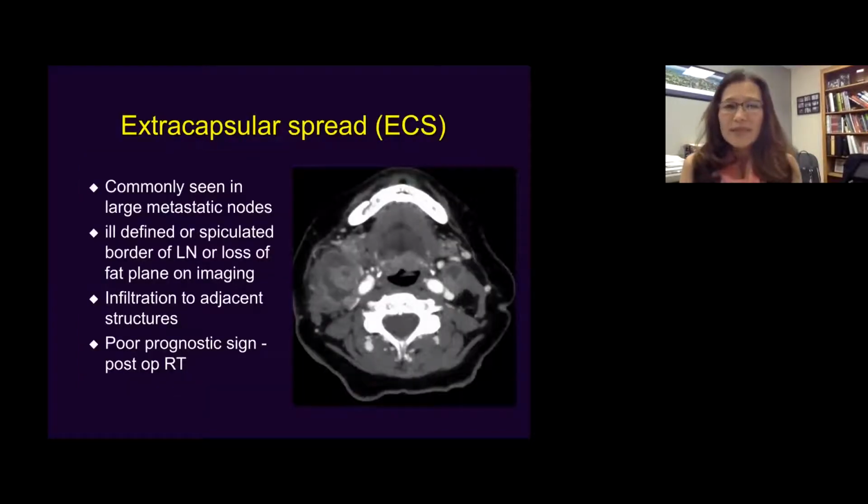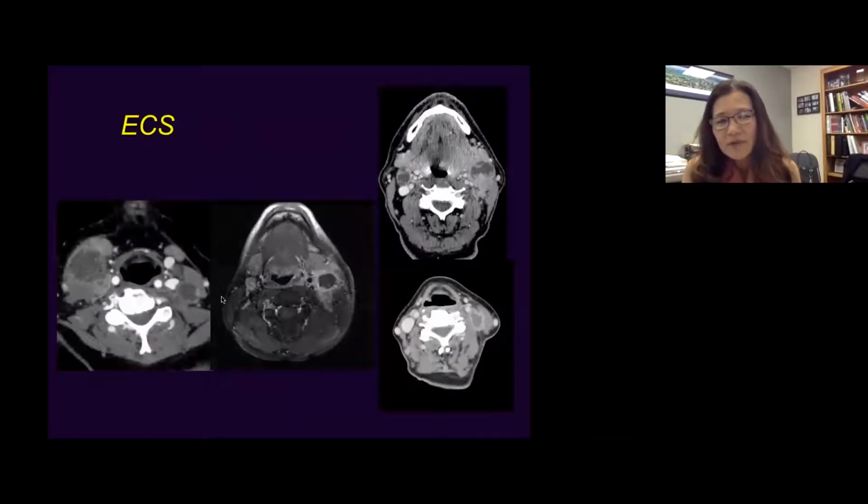Extracapsular spread, or ECS, is commonly seen in a large metastatic lymph node, like in these cases. You can see this large necrotic lymph node. The finding is you lose the fat plane around the lymph node, almost like a lymph node mass is infiltrating adjacent normal structures such as the sternocleidomastoid muscle. The sternocleidomastoid muscle should be there somewhere on the right side, but you can't tell because it's all embedded into the nodal masses.